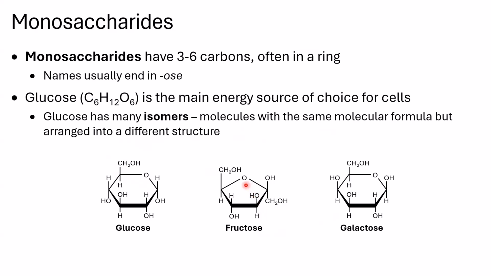Fructose still has 6 carbons, but is actually arranged into a 5-ring structure, again with oxygen being one of the components of the ring, and the other 2 carbons sticking out here and here. Galactose looks very similar to glucose, with the main difference being that the direction of the hydrogen and hydroxyl groups on these carbons specifically is the opposite of how it is in glucose.